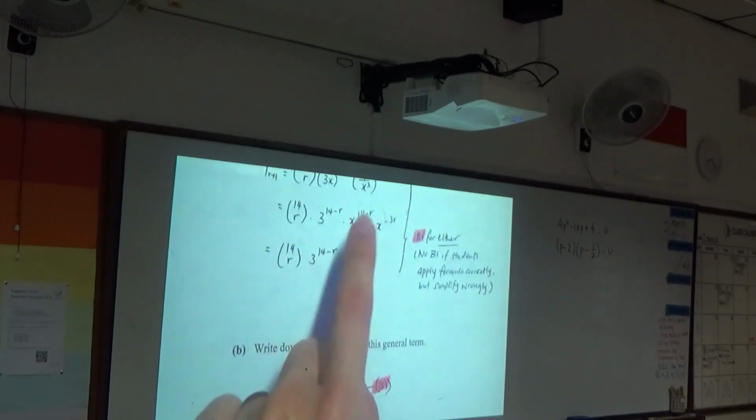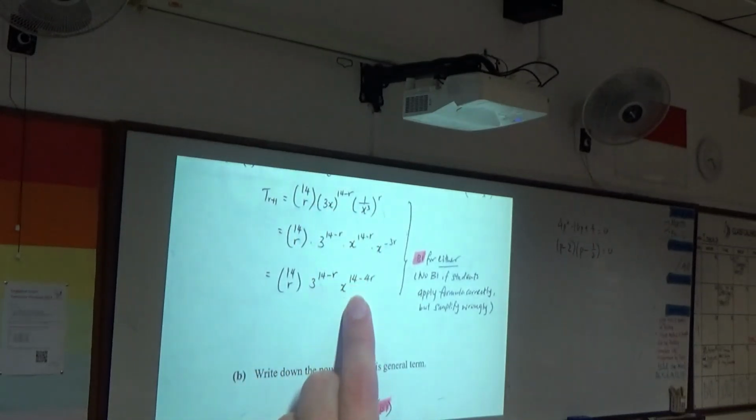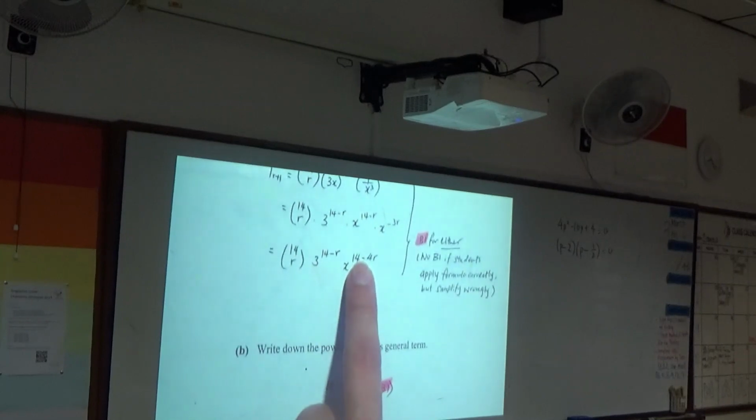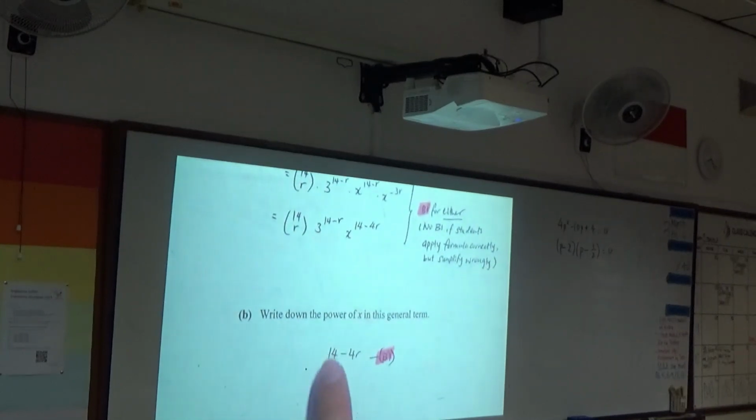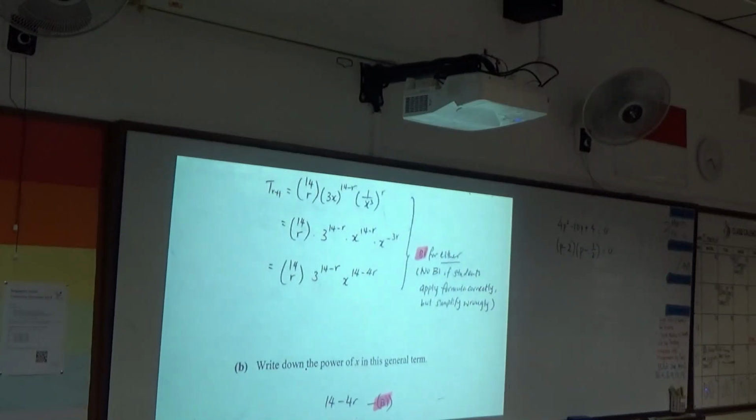So what you had to do, if you had left your answer like this, you definitely need to simplify it up to this extent. Then you have your coefficient section as well as your variable section. Then you see that the power will be 14 minus 4r. So that's how we get the answer of part B. So some of you are a bit confused about what part B actually wants.